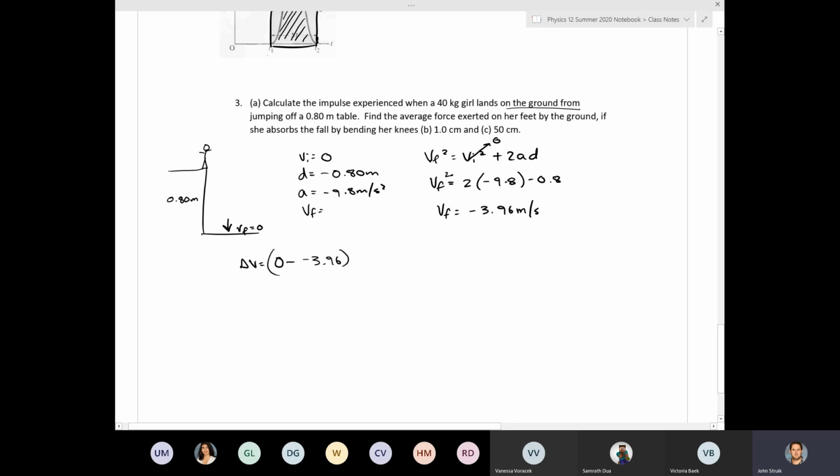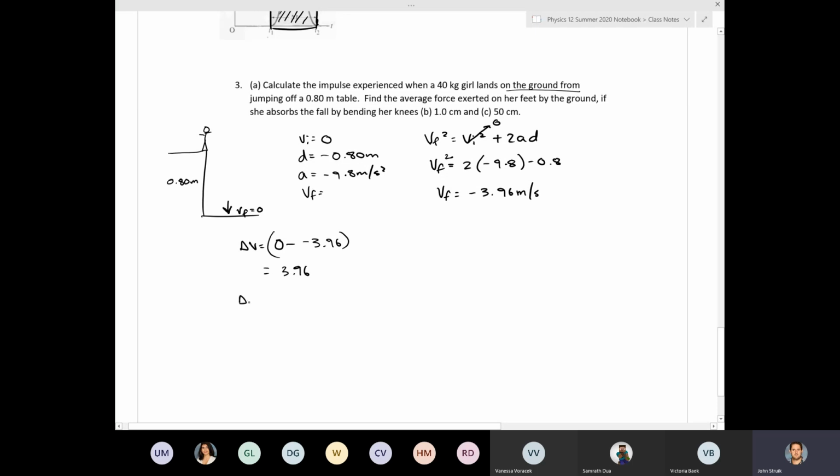Okay, and that's negative, so that's just, times her mass, 40. Oh no, I'm just doing delta V. So that means that this is going to be 3.96. That's her change in velocity. Okay, and then for her impulse, we can go 40 times delta V, 3.96 times 40. So this is going to be 158 kilograms meters per second.